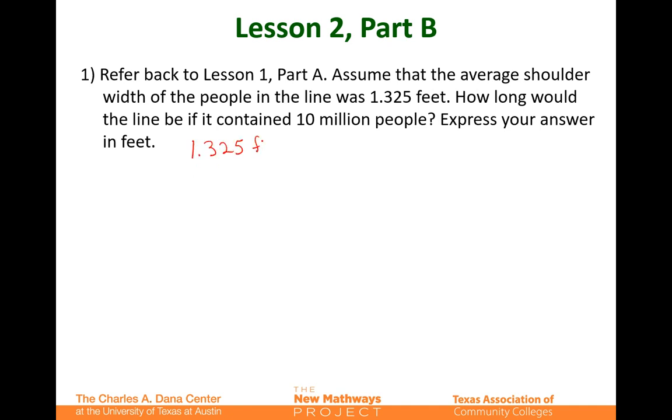1.325 feet. So if I multiply that by 10 million, I'm going to do it a couple of ways. First, I'm just going to write 10 million. 10 times 1.325 is 13.25 million feet. So if I write it with the word, it's a little easier to write. Or I can write it out, 13,250,000 feet.